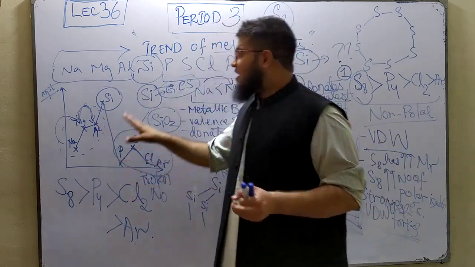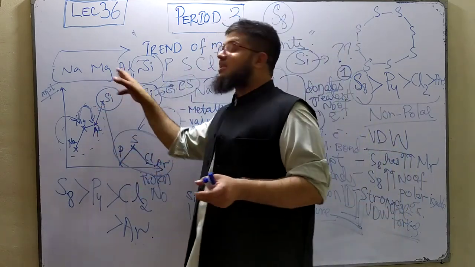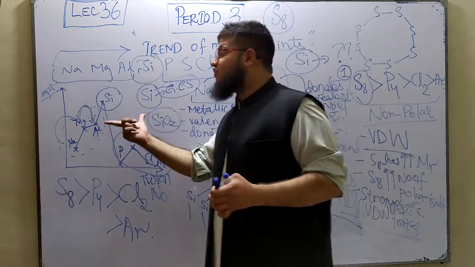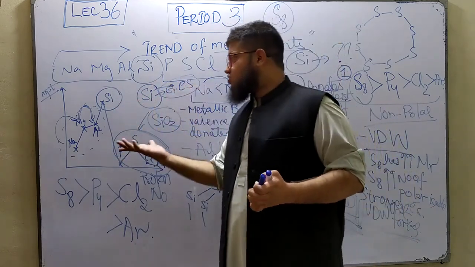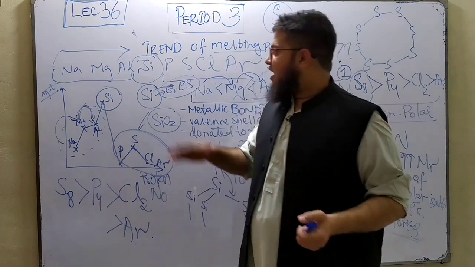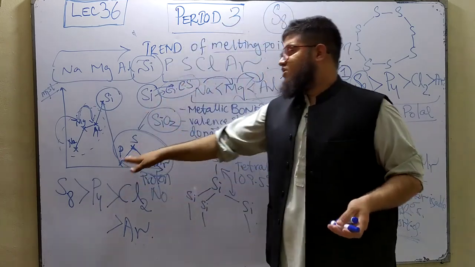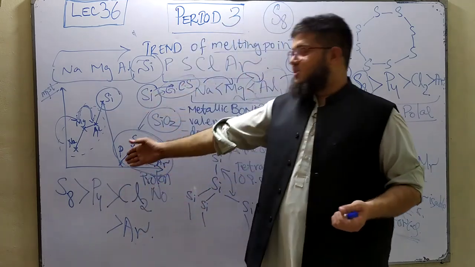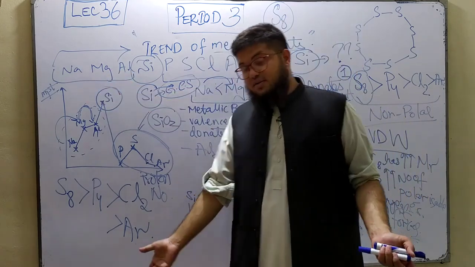So from sodium to magnesium to aluminum, the melting point increases because of the increase in the strength of the metallic bonds. And then from aluminum to silicon, silicon has the highest because it has a giant covalent structure, and most energy is needed to overcome that. Then phosphorus has lower energy than silicon because it has van der Waals forces, and silicon has covalent bonds which are stronger.